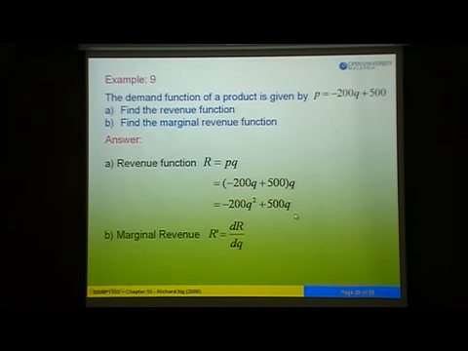Okay, so part B, we are asked to find the marginal revenue. Marginal revenue is given by dR over dQ. So what we do is take the answer from part A and differentiate. Differentiating negative 200Q square, we will get negative 400Q. And then differentiating 500Q, we will get 500 here. Okay?